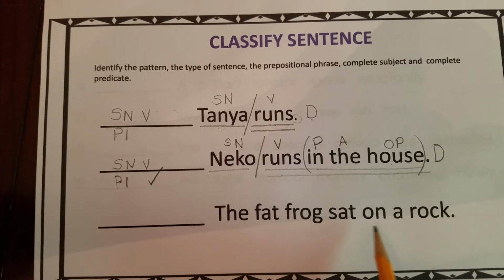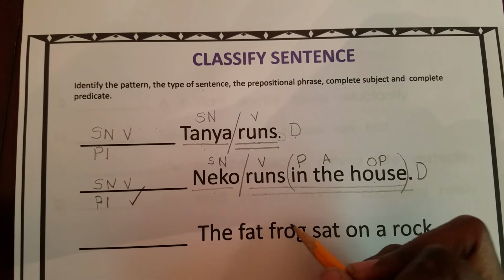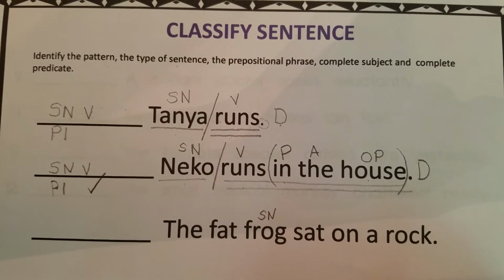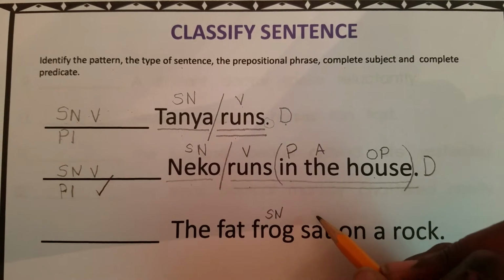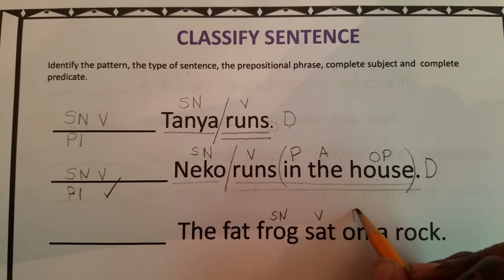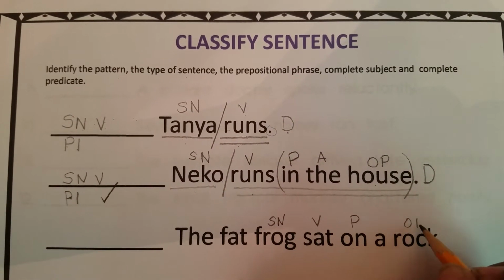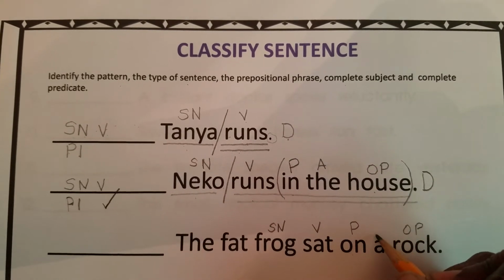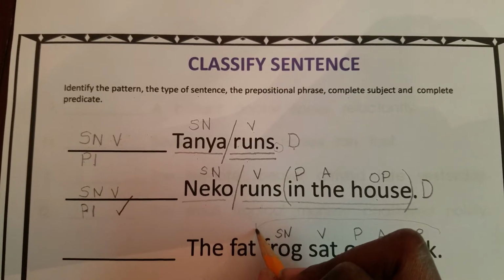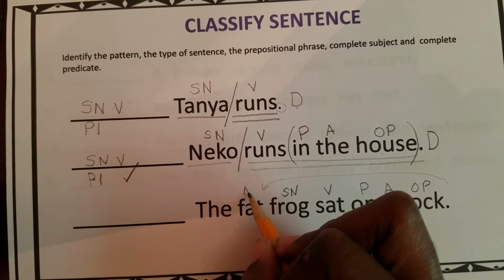The fat frog sat on a rock. What sat on a rock? Frog, subject, noun. What is being said about frog? Frog sat, verb. On, preposition. On what? Rock, object of the preposition. A, article adjective. Remember, now it's time for us to go back. What kind of frog? Fat, adjective.